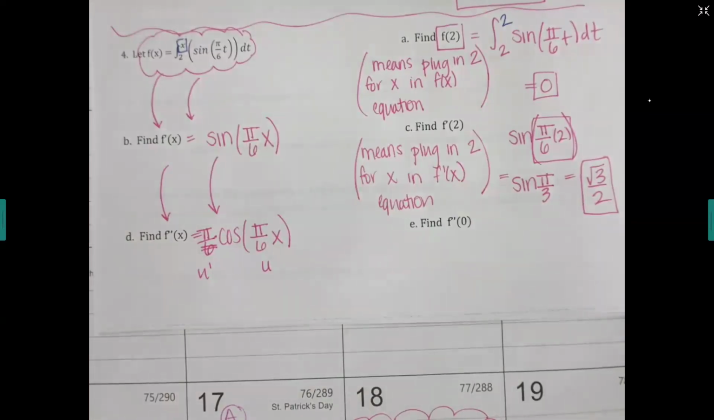All right, so now let's find f double prime at 0. Okay, read me this sentence, but apply it to here. What am I going to plug in? 0 for x in what equation? Not f prime, but f double prime.